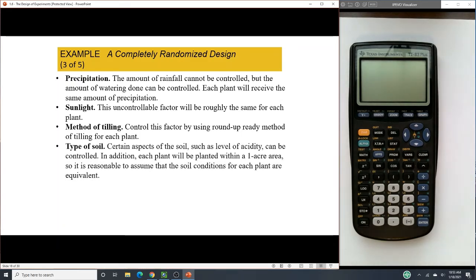The type of soil, certain aspects of the soil, such as acidity, can be controlled. We can check that, we can pull the soil up and see how those things are done with that. And if we put it all within a certain area, we're going to assume that the soil conditions are pretty equivalent.